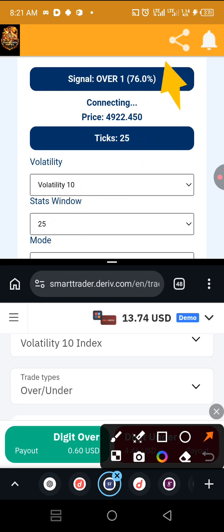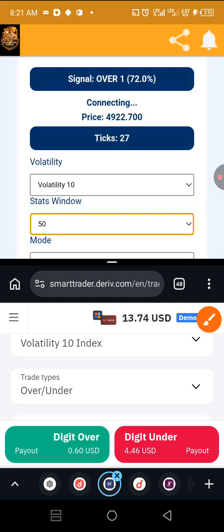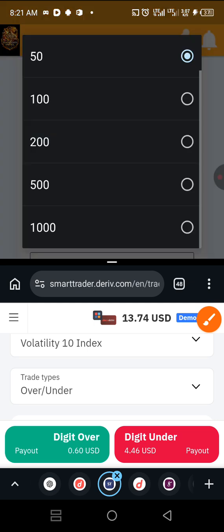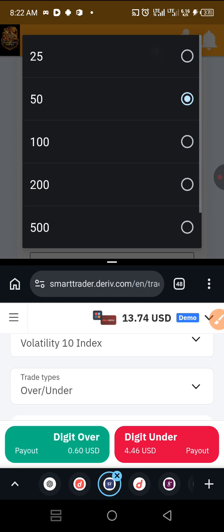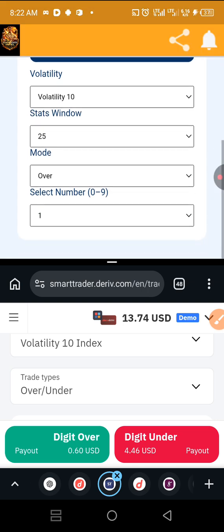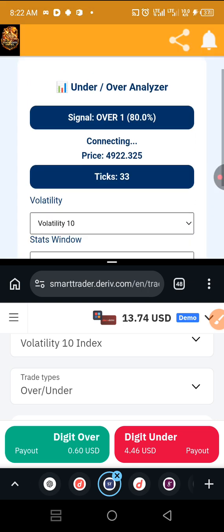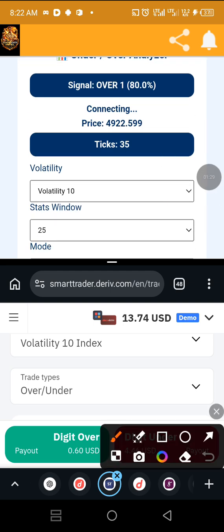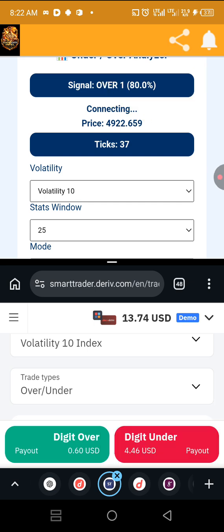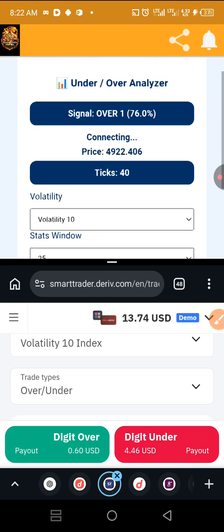Can you see that? If we put it at 50, once it gets to 50, it will start giving signal for 50. For now, it's still at 20 something. So let's put it at 25. So over 1, at the moment, is 80%. I want to ensure that whatever we want to trade for over 1, it should range from 70% upward. So that's what we want. Now all you have to do is take over 1.